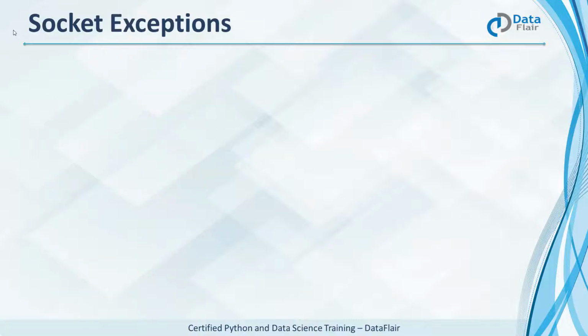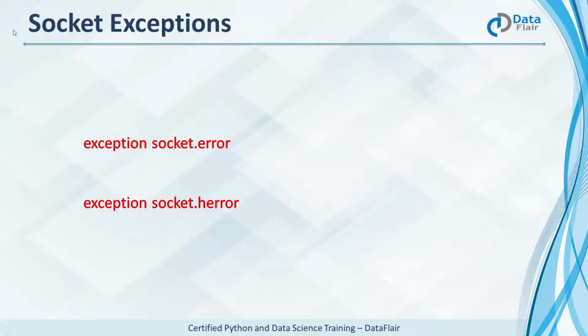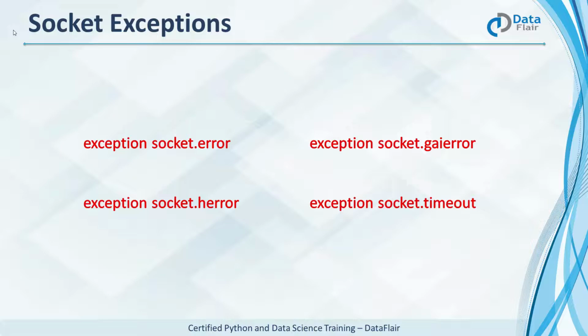When things don't always go as expected, sockets throw exceptions. Error is a socket related error. Herror is an error about addresses. Gaierror is the same but is raised by getaddrinfo and getnameinfo. And timeout is raised when there's a timeout on a socket with timeouts enabled, when a socket times out or doesn't receive a response within a given time limit.